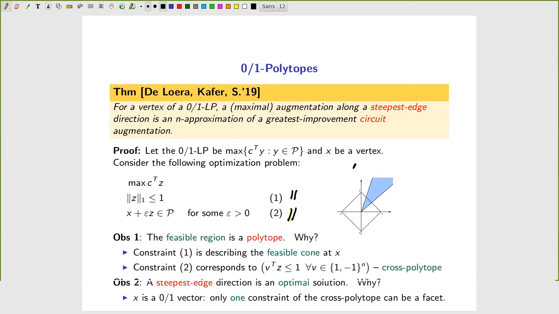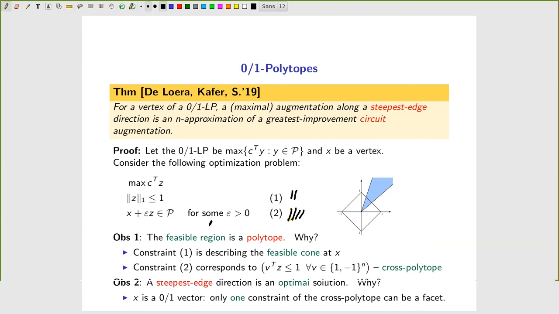So what's going to happen is that only one constraint of the cross polytope is really going to intersect your cone. So only one constraint of the cross polytope can be a facet. What it means is that in an optimal solution here, you will have n minus one constraints, other than the cross polytope, that have to come from the cone. And so in particular, this is going to be an edge.